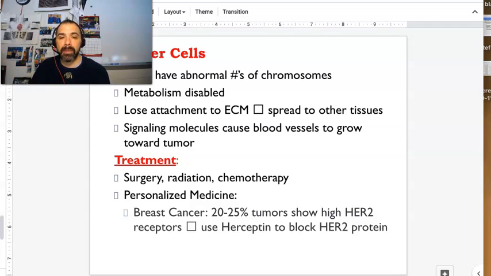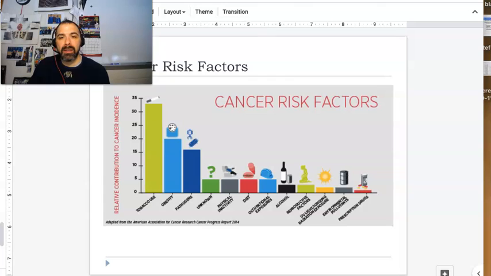So often we talk about treatment. You may have heard of some of these, like surgery, radiation, or chemo. There are personalized medicines, such as for breast cancer. 20-25% of tumors show high levels of HER2 receptors, and so they use Herceptin to block that receptor. Cancer risk factors include tobacco use, for those of you that chew or smoke, obesity, pathogens, and unknown factors. There's also physical activity, diet, occupational exposure, alcohol, reproductive factors, UV light exposure, environmental pollutants, and prescription drugs. You almost cannot eliminate any of your risk factors.